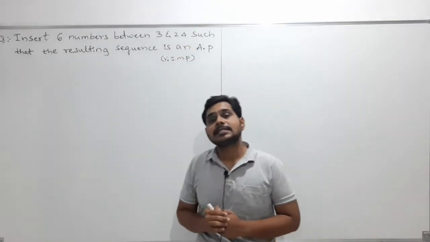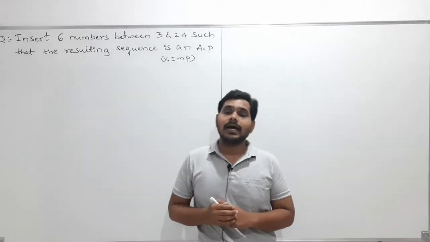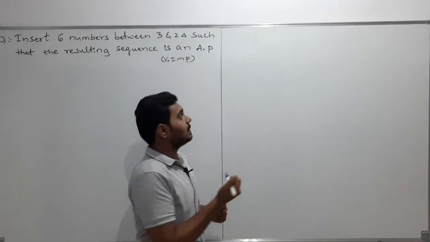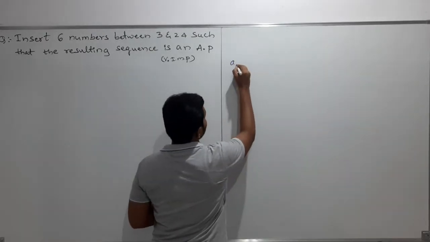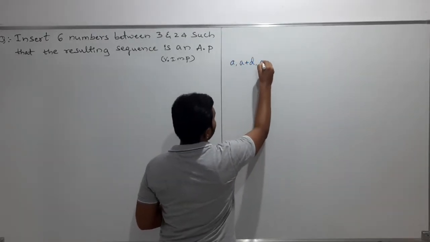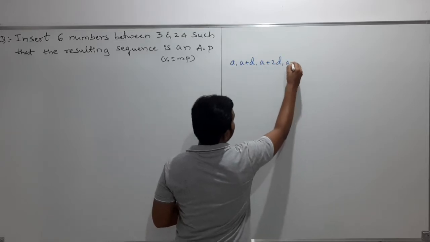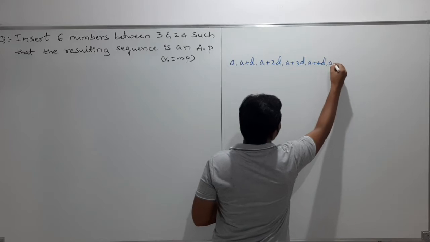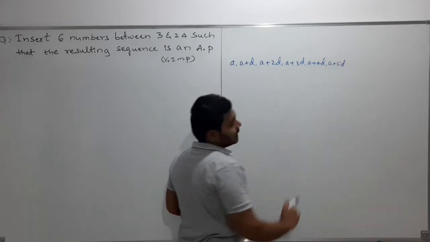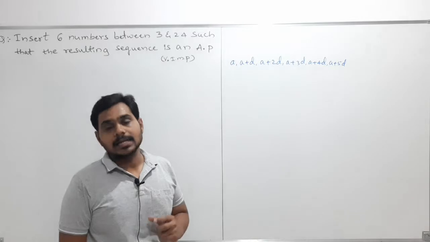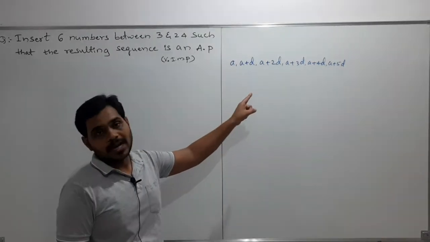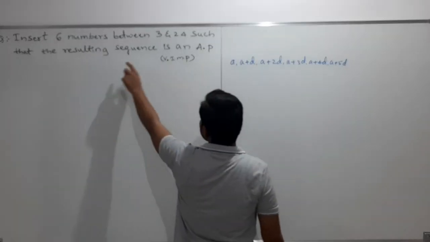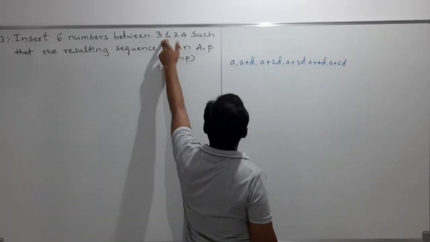My dear students, please remember, in the previous class I told you that the numbers in the AP are always in this form: A plus D, A plus 2D, A plus 3D, A plus 4D, A plus 5D. The numbers in the AP are always in this form that I discussed in the earlier classes. Clear? So here they told us to insert the 6 numbers between 3 and 24.